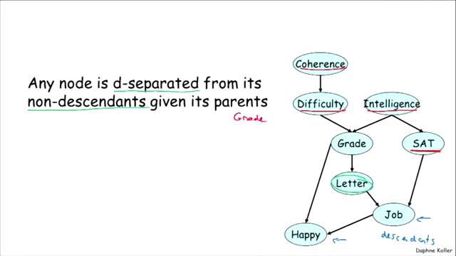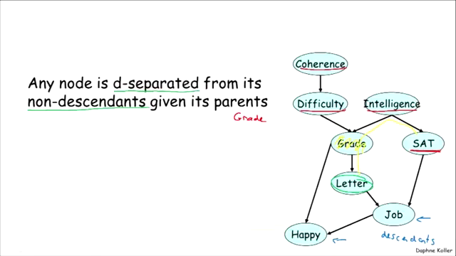Okay, so what's one potential trail? We can go this way, up, and then back down through letter. But is that trail active? No, it's not active because grade is observed, and so it blocks the trail, as in fact it will block any trail that comes in from the top. So any trail into letter that comes in through its parent grade is going to be blocked by the fact that grade is observed. So that means we have to come in through the bottom.